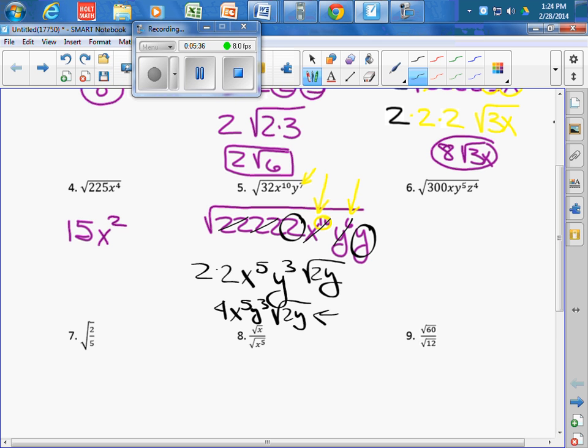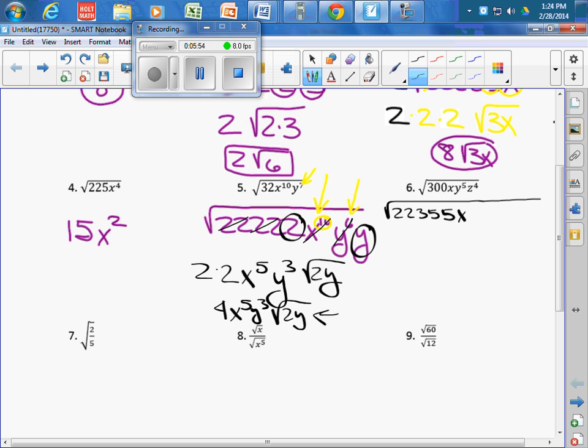How would you simplify radical 300xy^5z^4? All right. We need the prime factors of 300: 2 times 2 times 3 times 5 times 5.